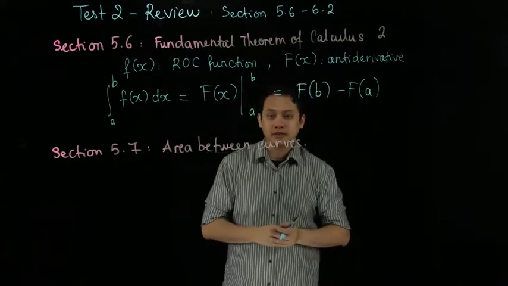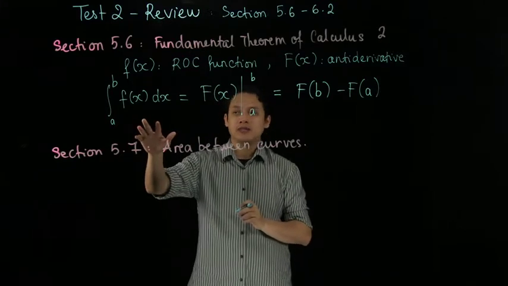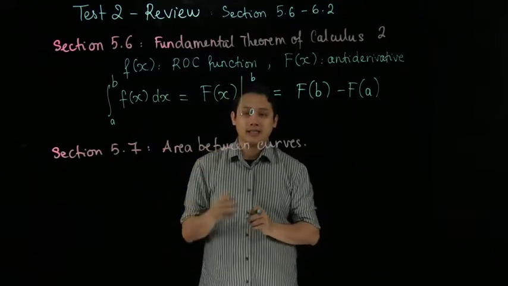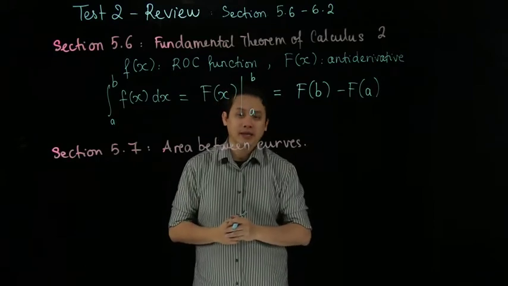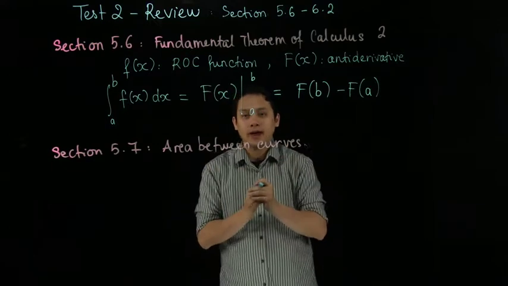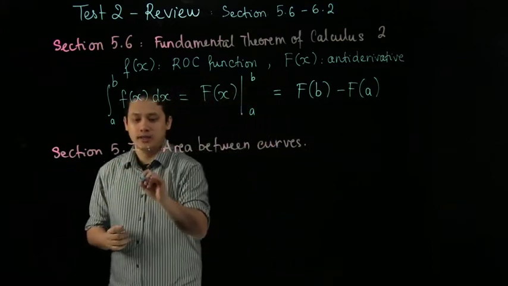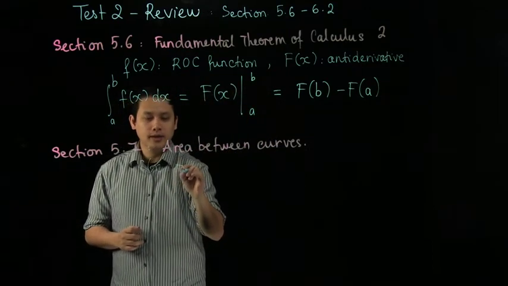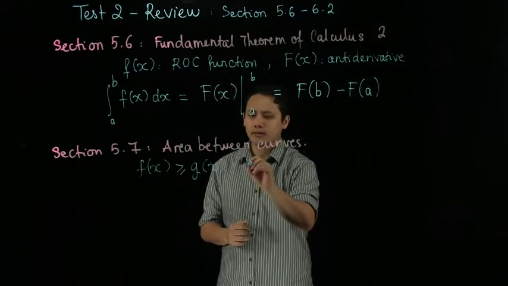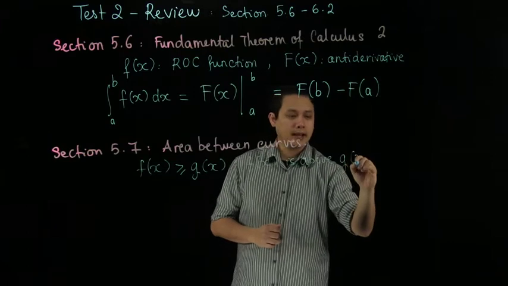In section 5.7, you study about the area between curves. So before, for definite integral, this represents the net area between the curve and the horizontal axis. But now going to section 5.7, we talk about the area of the region between two curves. So suppose you have two curves, f of x and g of x, and f of x is actually greater than or equal to g of x. This represents that f of x is above g of x.